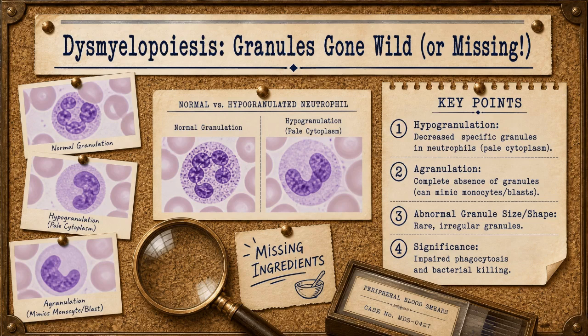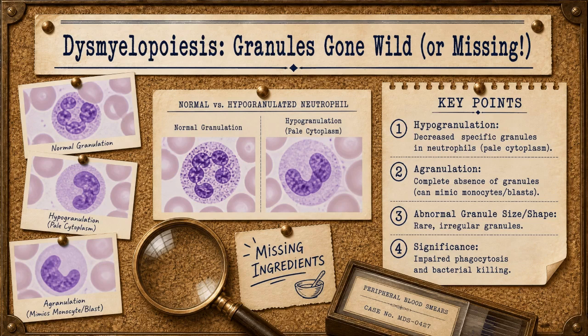Even more striking is agranulation. This is the complete absence of granules, particularly in neutrophils. An agranular neutrophil can be quite a challenge to identify correctly because it might lack the characteristic features that distinguish it from other cell types. In fact, agranular neutrophils can sometimes be misidentified as monocytes or even blasts, which can lead to serious diagnostic errors.